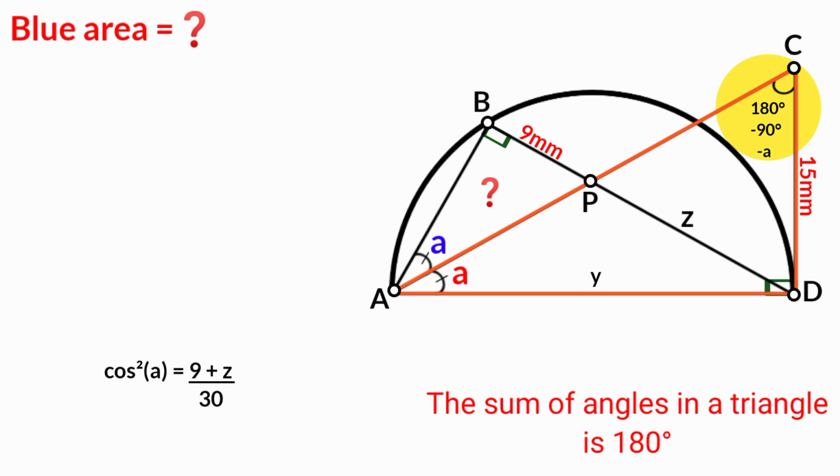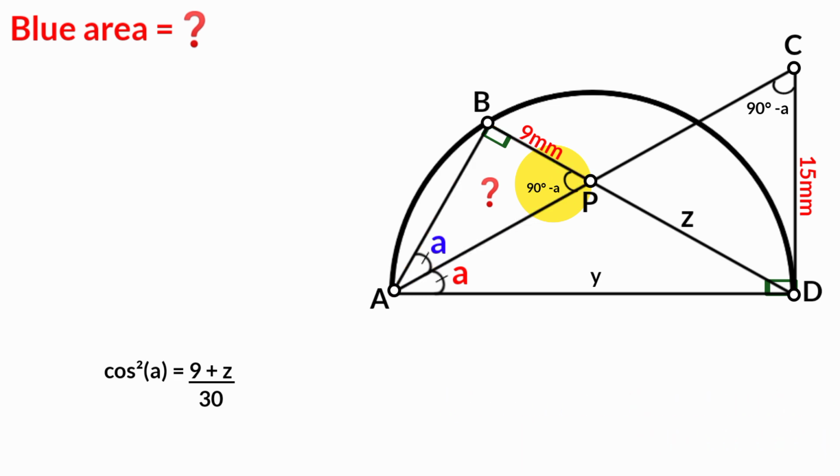180 degrees minus 90 degrees is 90 degrees. So the angle is 90 degrees minus A. Now from this triangle also, since this is 90 degrees and this is A, this must be 180 degrees minus 90 degrees minus A, which is 90 minus A.